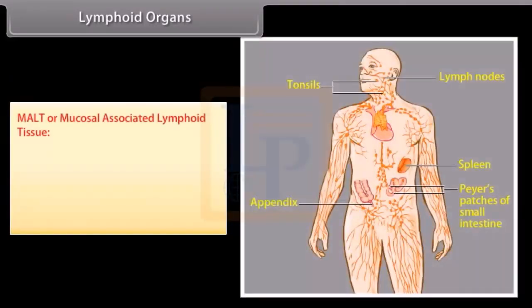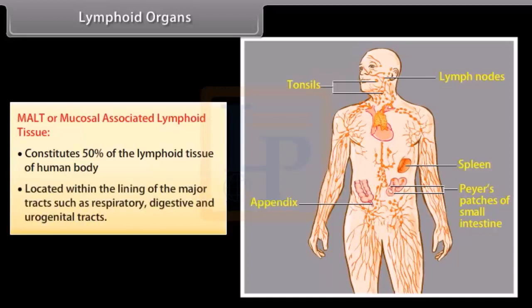MALT, or mucosal associated lymphoid tissue, constitutes 50% of the lymphoid tissue of human body. Located within the lining of the major tracts such as respiratory, digestive and urogenital tracts.